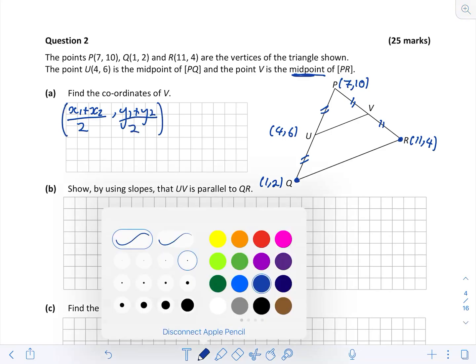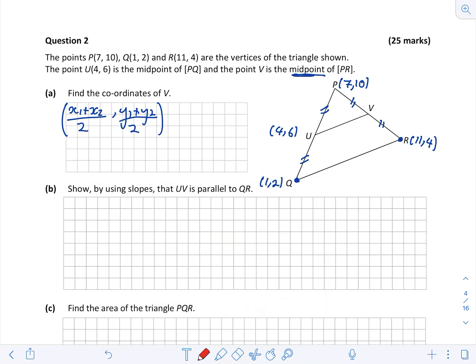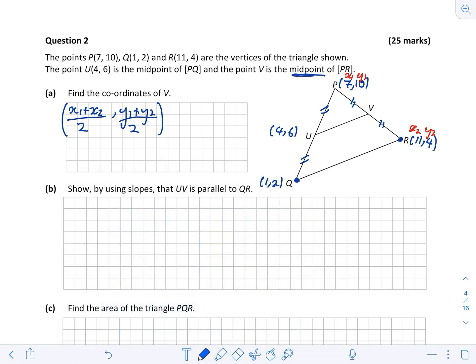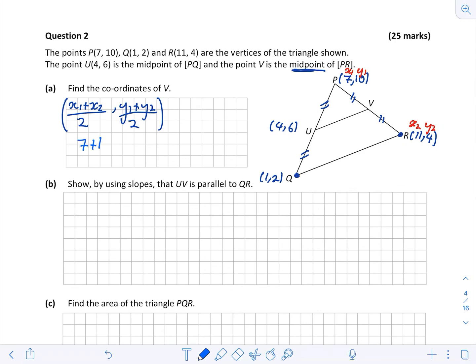So I'm going to label up my points next. I'm going to call this guy here x1, y1, x2, y2. And putting them into my formula, I get 7 plus 11 over 2, comma 10 plus 4 over 2, which is equal to 9, comma 7. So the coordinates of V we now know are (9, 7).